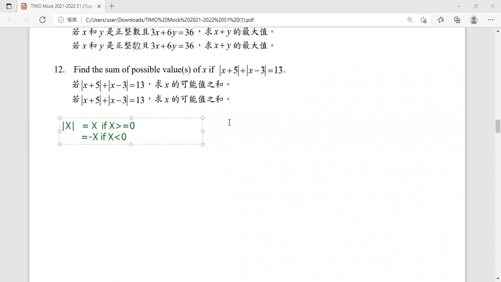So now, how can you solve these kinds of questions with absolute value? The basic method is to divide into cases. So, x mustn't be positive, but the absolute value must be positive. No, it must be non-negative.